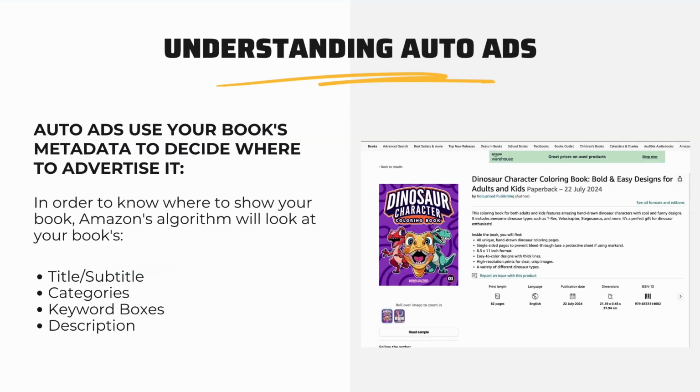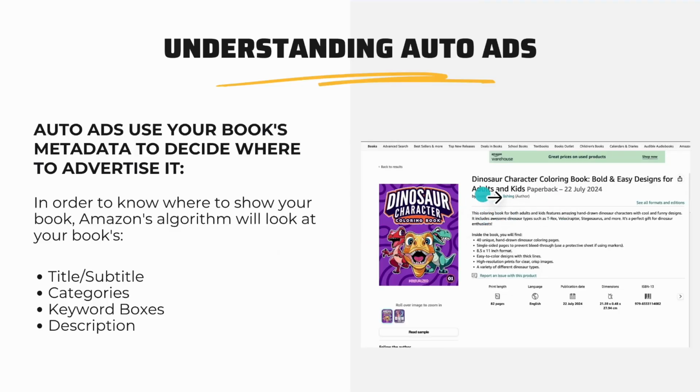So auto ads will use your book's metadata to decide where to advertise it. So it will look at the subtitle, the title, the categories you choose, the keyword boxes, the description of your book. It will look at all of these things and try and figure out what your book is and where it can place it. So for this example here, this is a dinosaur character coloring book. Amazon will read this and say, okay, this is a dinosaur coloring book. It has bold and easy designs and it's for adults and kids. So it might automatically think, okay, we'll show this book up anytime someone types in anything to do with dinosaur coloring book, whether that's for kids or for adults. It will also look at the description. So T-Rex, Velociraptor, Stegosaurus. So if someone types in T-Rex coloring book, it might also show up then. So basically this is how Amazon understand where to place your book in an auto ad.